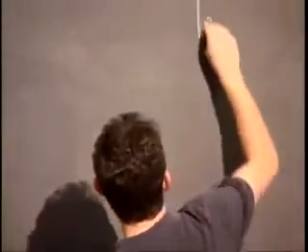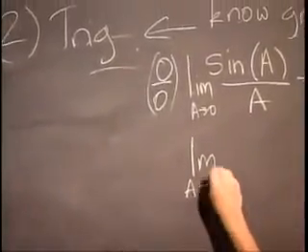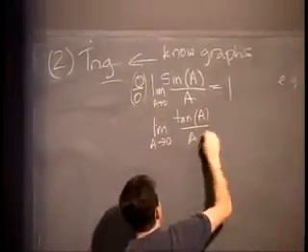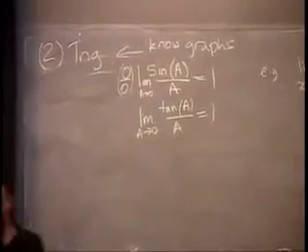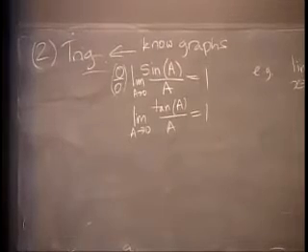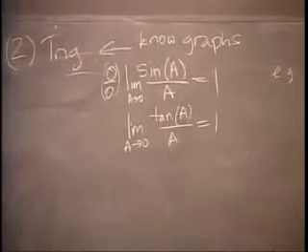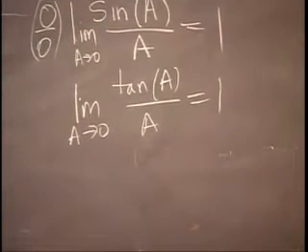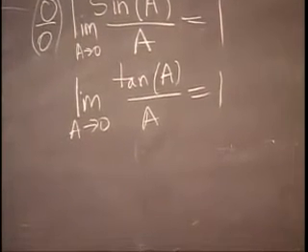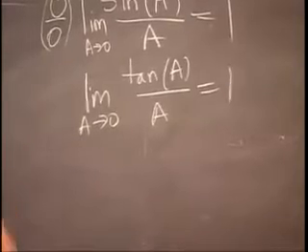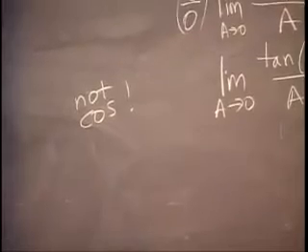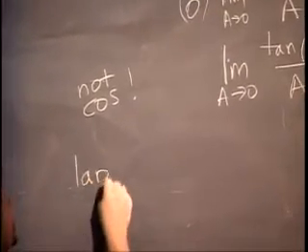But that's the idea. In a similar vein, the limit of tan A over A is 1, and that's because tan is sine over cosine, and cosine of 0 is 1. This is not true for cosine. It only works for sine and tan, okay? Not cosine. Right?